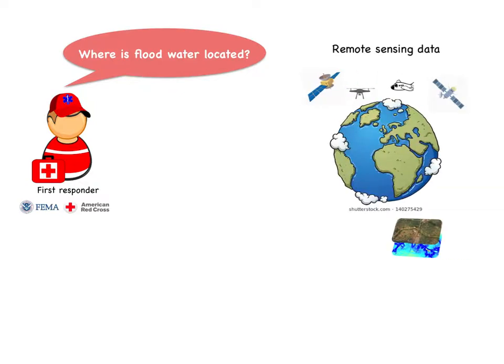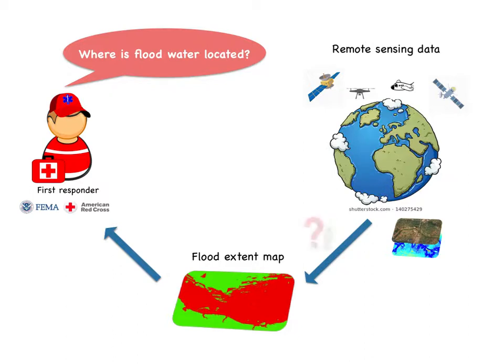Fortunately, the increasingly available remote sensing data from the airborne and space platforms provide a unique opportunity to map flood extent on a large scale. The key question then is how we can develop effective and efficient data science algorithms that can automatically classify the remote sensing data into flood extent map. However, this is non-trivial due to several technical challenges.